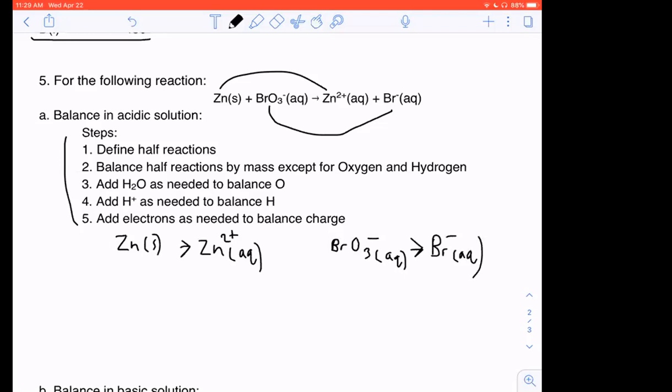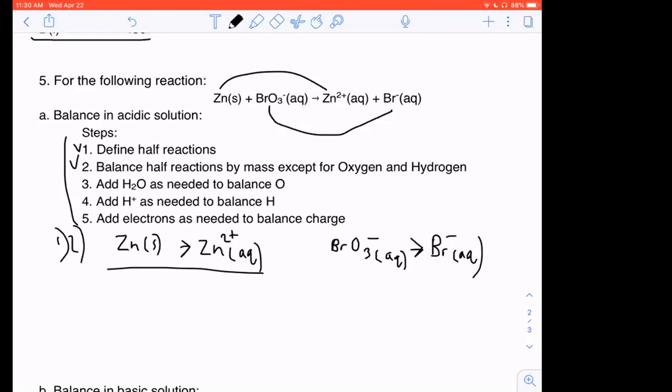So this is the first step. So we've defined the half reactions. The second step you're going to have to do then is balance the half reactions for everything except for oxygen and hydrogen. So looking at that, is this balanced as far as by mass goes? The answer is yes. So you have one zinc on the reactants, one zinc on the products. Looking at the other one, remember, it's not is it balanced overall, it's just is it balanced based on everything except for oxygen and hydrogen. In this case, there's one bromine on the reactants, one bromine on the products. So this one is also balanced. So step 2 is actually also complete here.